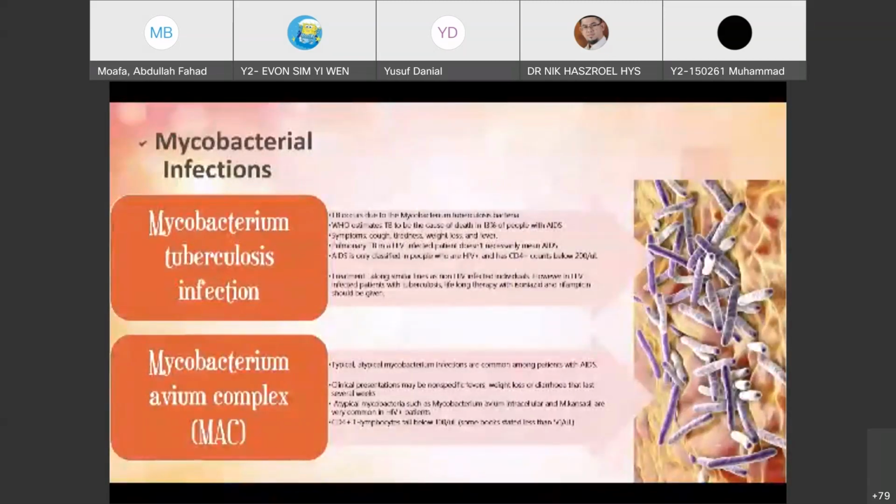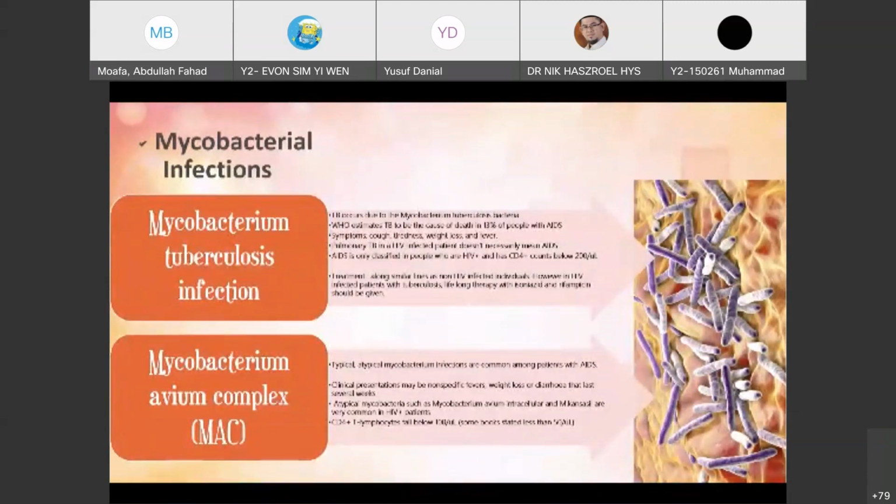Furthermore, we have mycobacterial infections for AIDS-defining illness, where tuberculosis occurs due to the Mycobacterium tuberculosis bacteria. And the World Health Organization, WHO, estimates TB to be the cause of death in 13% of people with AIDS, where the symptoms include cough, tiredness, weight loss, and fever. Pulmonary TB in an HIV-infected patient doesn't necessarily mean they have AIDS, because AIDS can be only classified in people who are HIV positive and have CD4 plus counts below 200 cells per cubic millimeter.